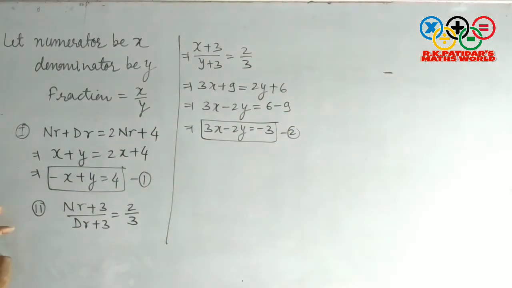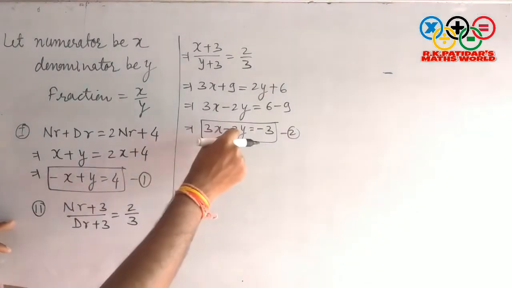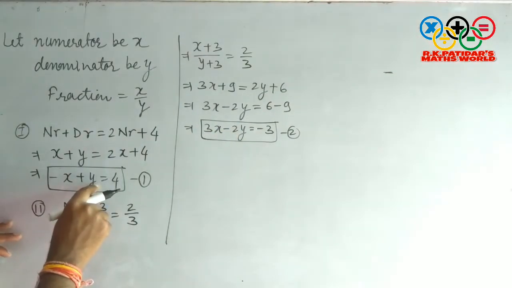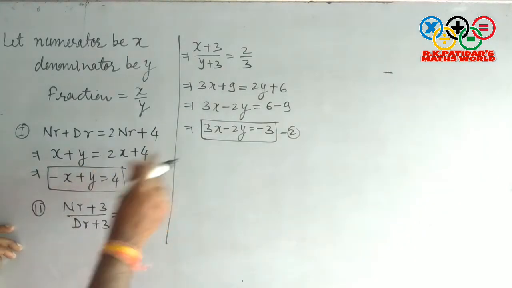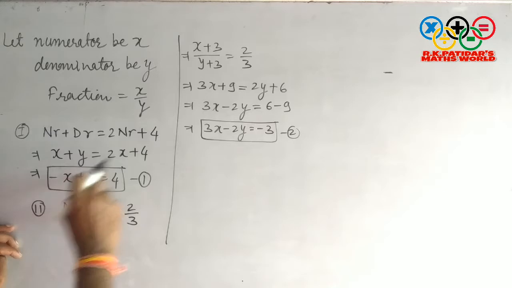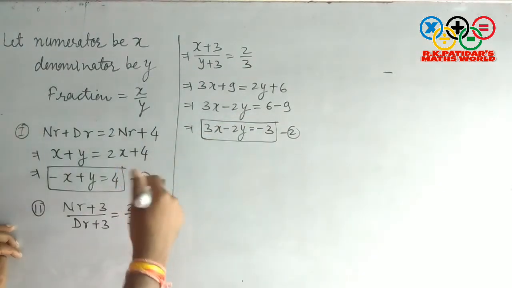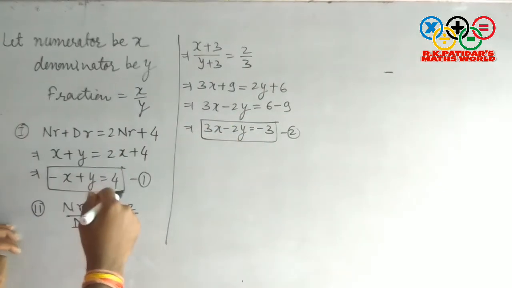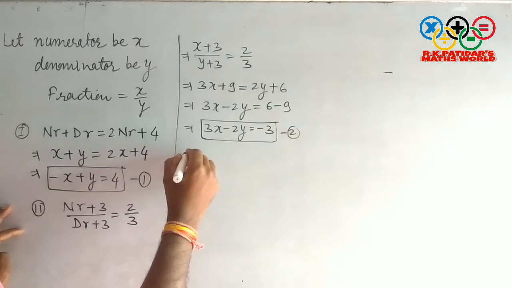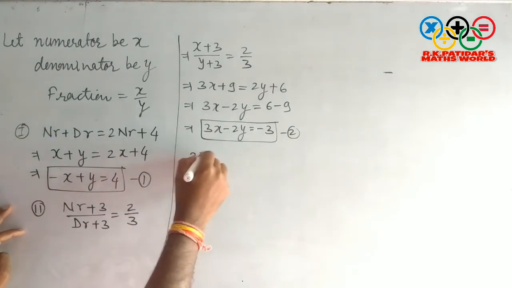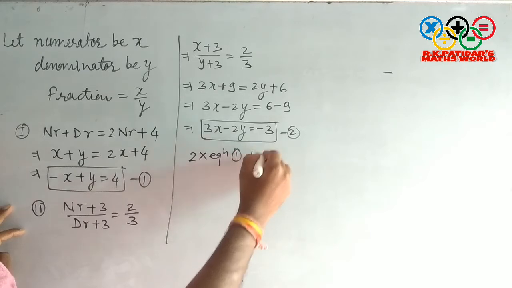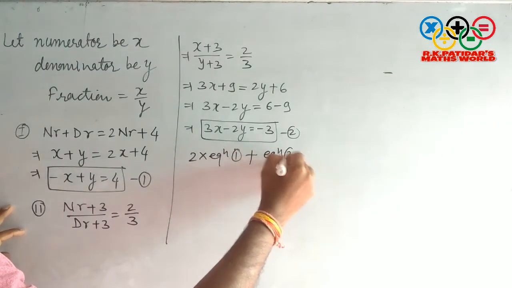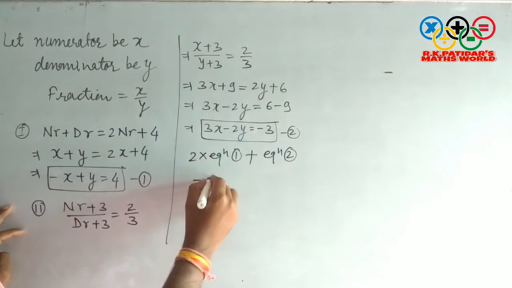Now using elimination, we will solve both the equations. See, here it is y and 2y. If you multiply this equation by 2, then it will be 2y. And the sign is plus and here is minus. So we will add both. दोनों के साइन अपोजिट है इसलिए हम इनको ऐड कर देंगे. तो करना क्या है, 2 into इक्वेशन 1 प्लस इक्वेशन 2.